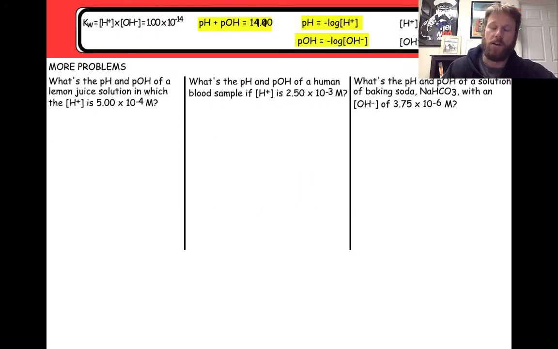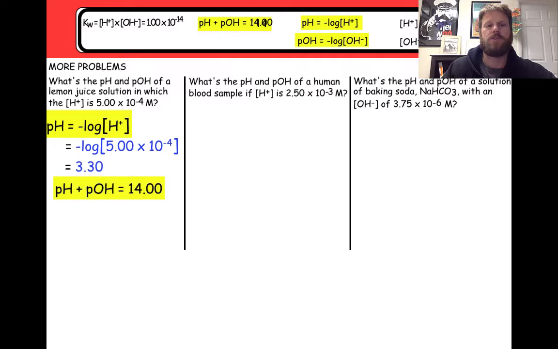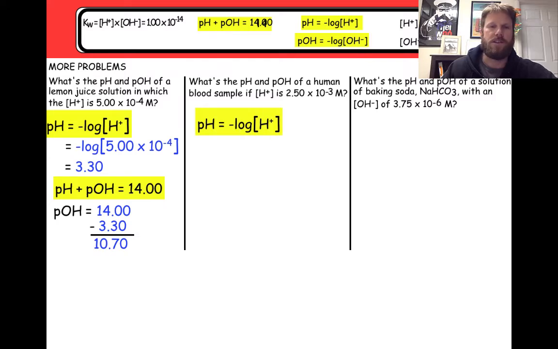So let's do a couple examples where we actually have to calculate it. So what's the pH and the pOH of a lemon juice solution that has an H plus concentration of 5 times 10 to the negative fourth? Well, if pH is the negative log of the H plus concentration, then we just have to plug in negative log of 5 times 10 to the negative fourth. When you calculate that, you get 3.30. And then, knowing that the pH plus the pOH gives you 14, you simply have to take 14 minus the pH, and so the pOH is 10.70.